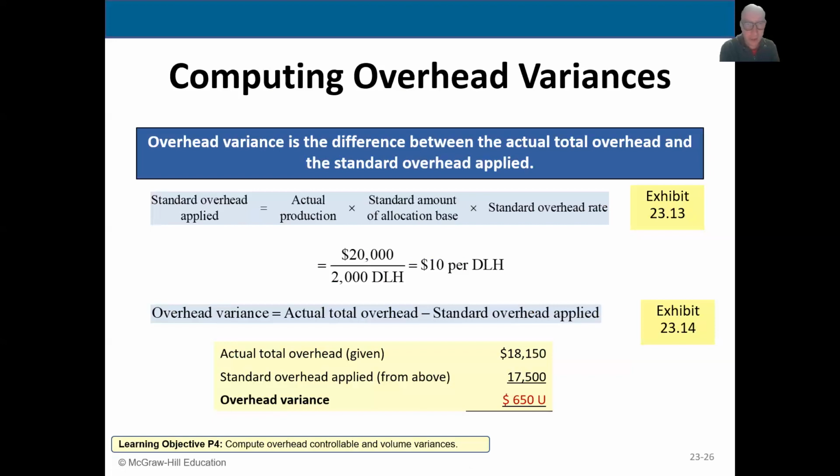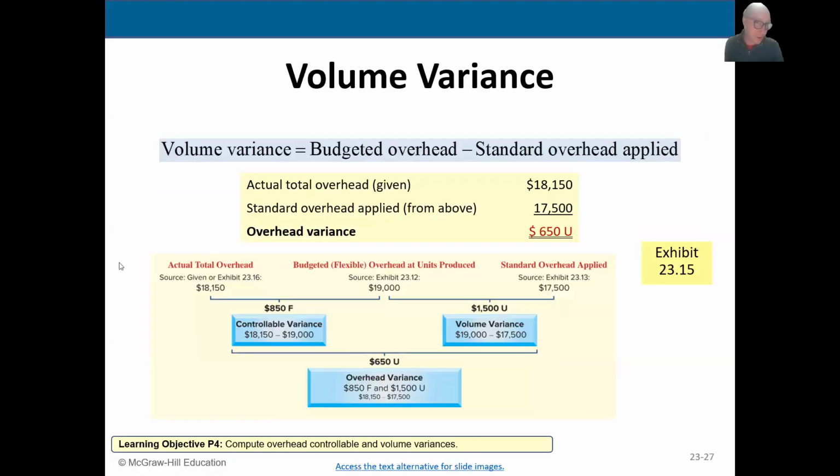To calculate the overhead variance, we take the actual overhead minus the standard overhead. Actual minus the standard gives us the variance. Yeah, that one's a little easier to break down. Let's plug that into our example to show you how to calculate those variances.